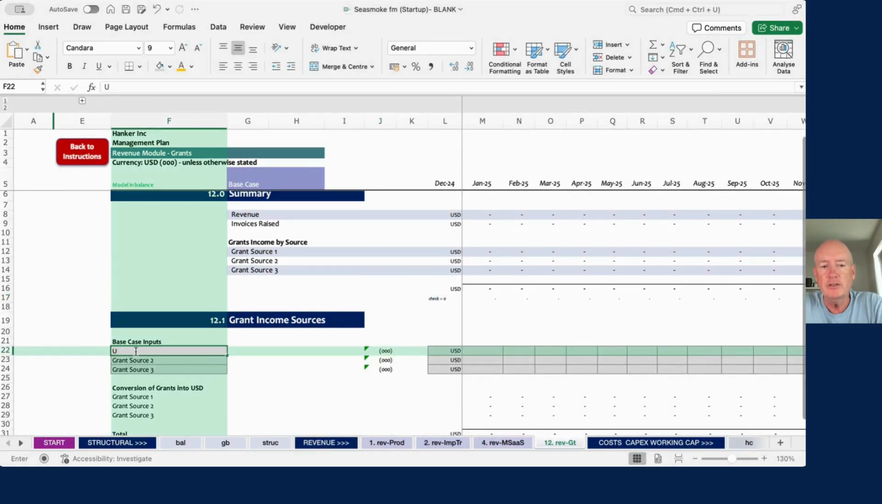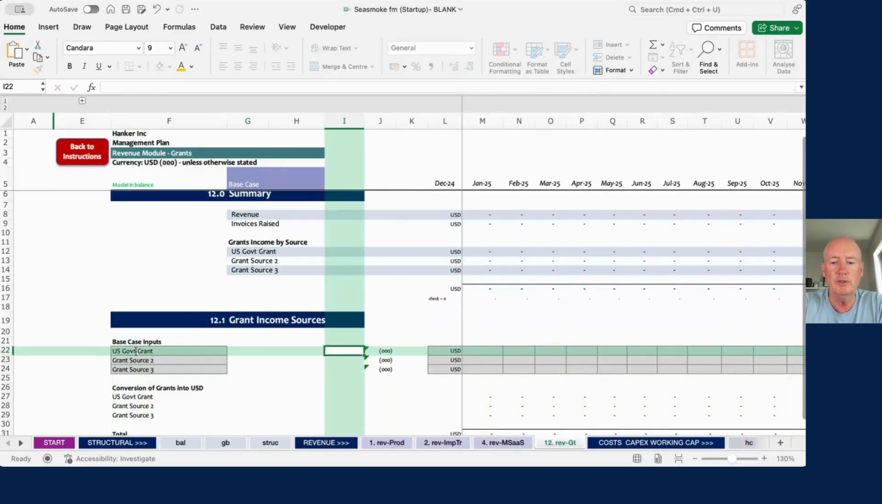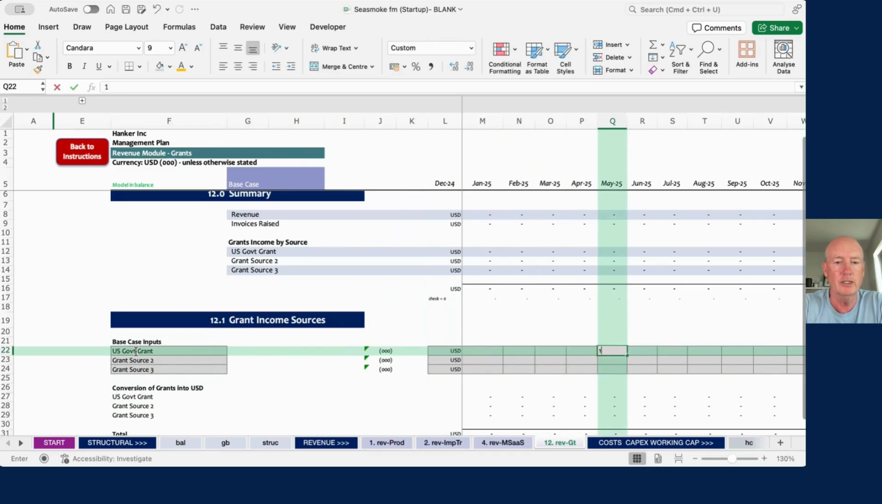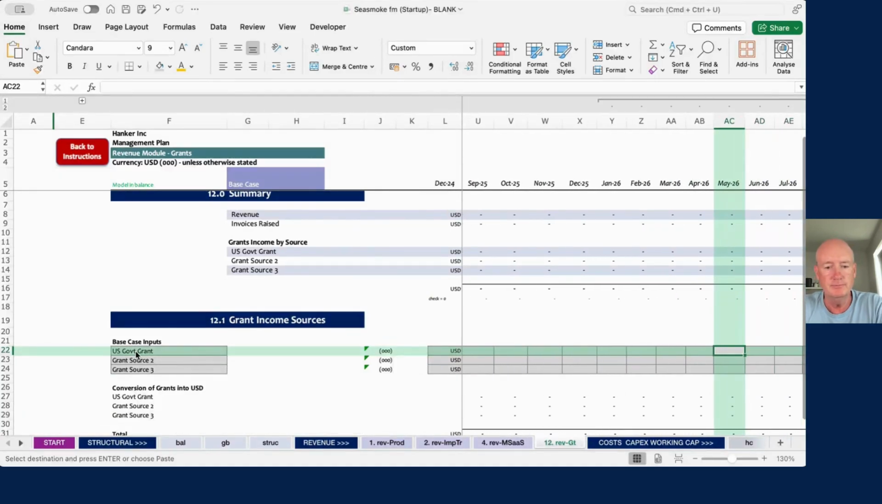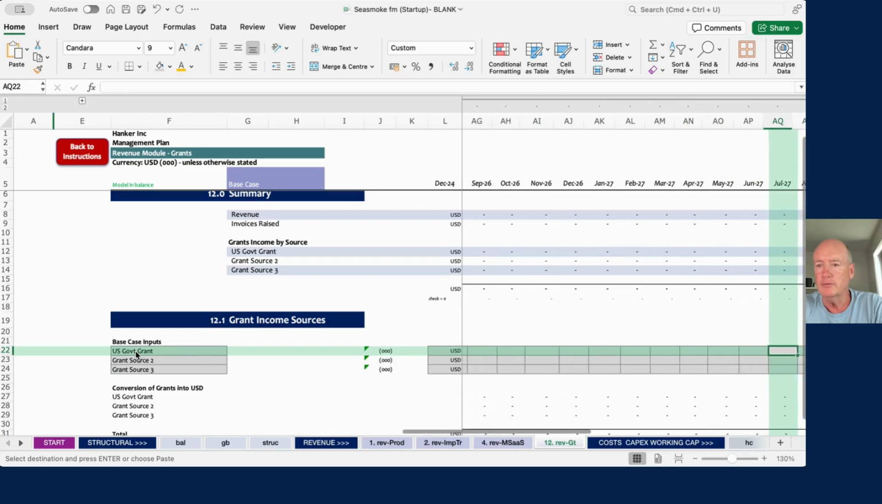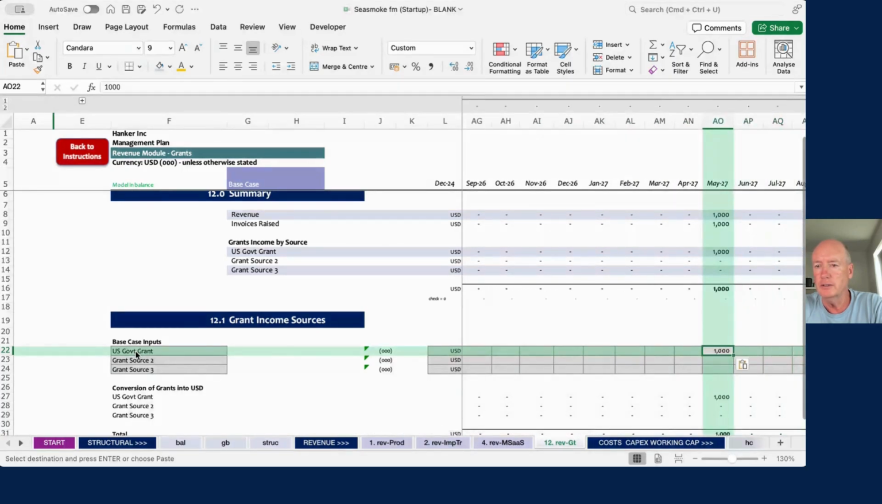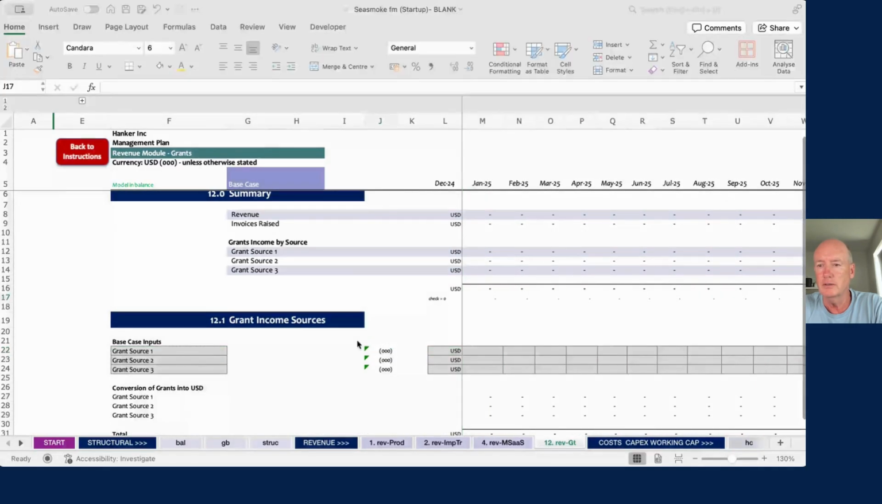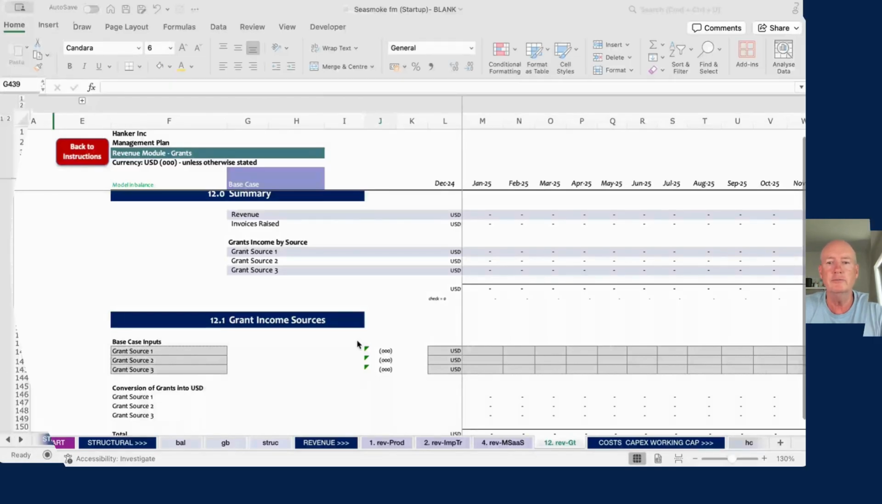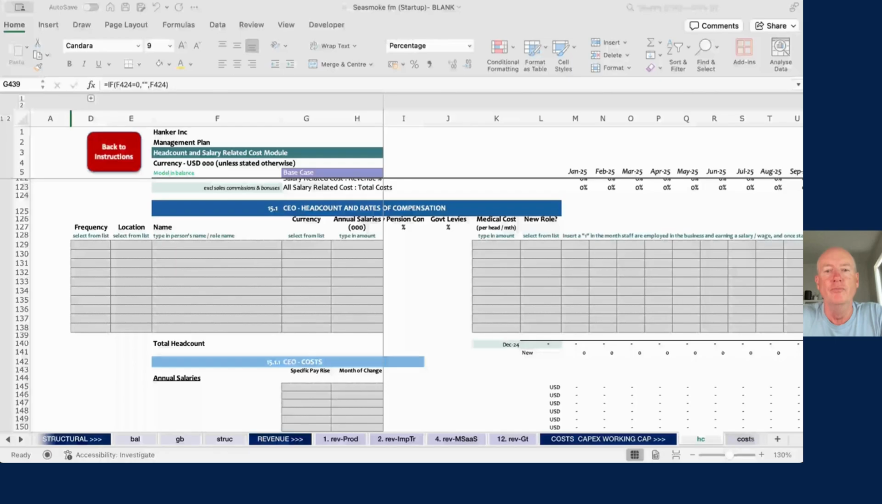section. So let's say over here, it's a US government grant. Over here, let's assume each May we get $1 million. So let's just flick it here. Okay. And that's it. That's all you need to know. Let's step over to the headcount section.